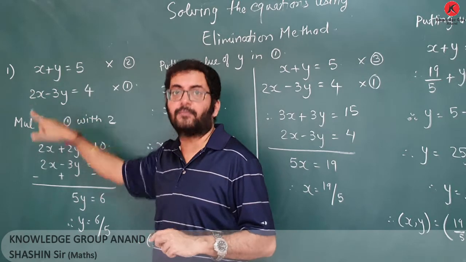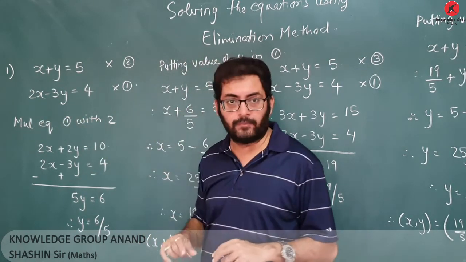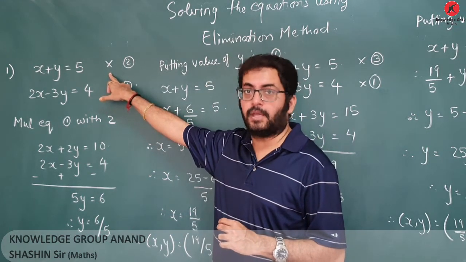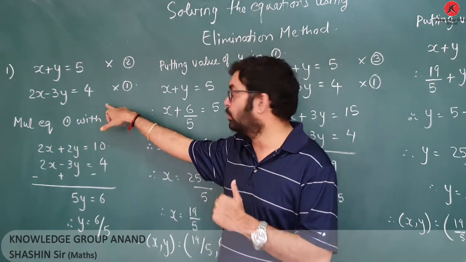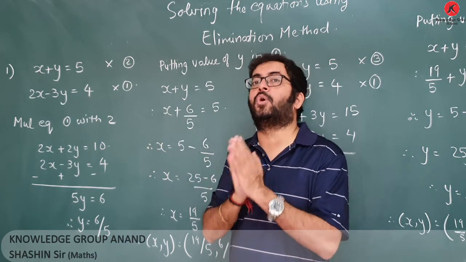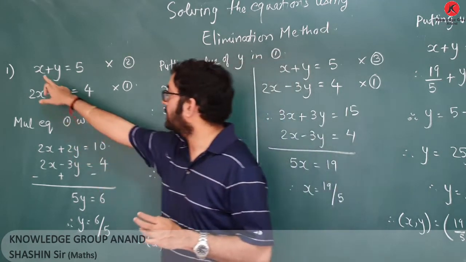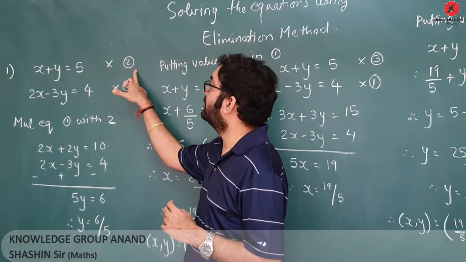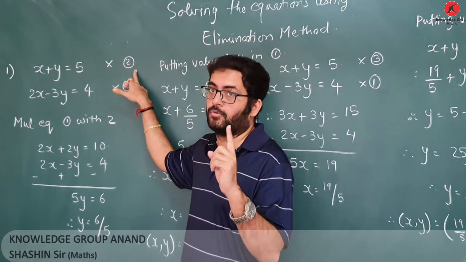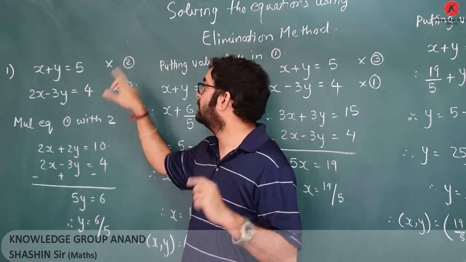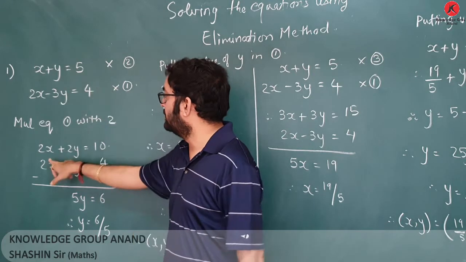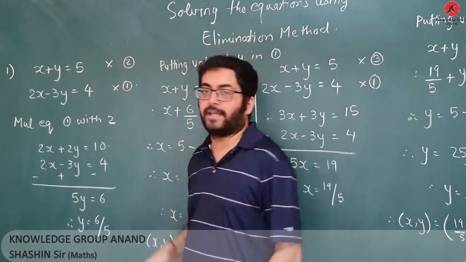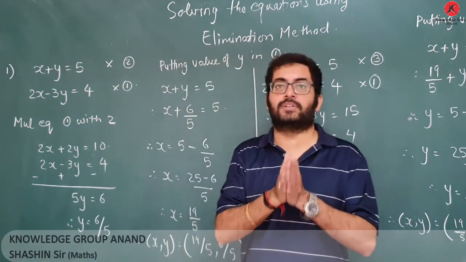Now here already I have 2x, so I will multiply equation number 2 with 1. Understand carefully. I am multiplying equation number 1 with 2 and I am multiplying equation number 2 with 1. Why? Because I want coefficients of x as same. So 1 into 2 gives me 2 and 2 into 1 also gives me 2. So now when I multiply the whole equation, remember well, you have to multiply the whole equation, not only x. So x into 2 gives me 2x plus 2 into y gives me 2y is equal to 5 2s are 10. So in short, I have multiplied whole equation 1 with 2.